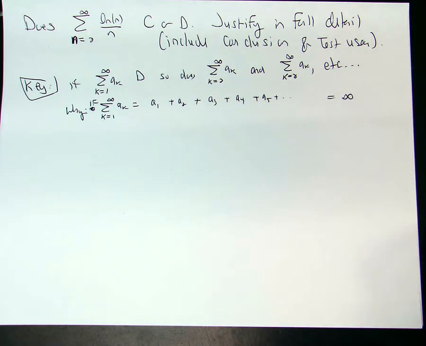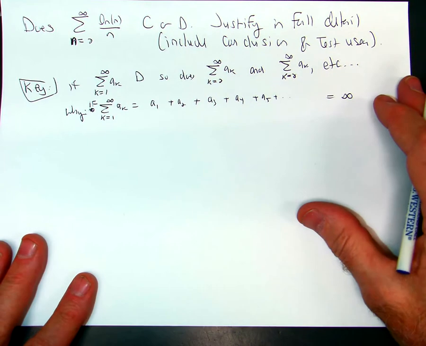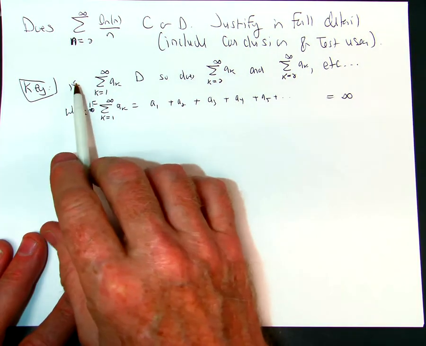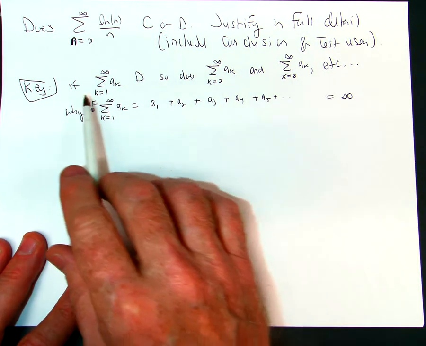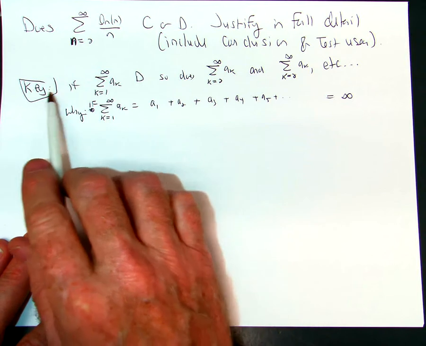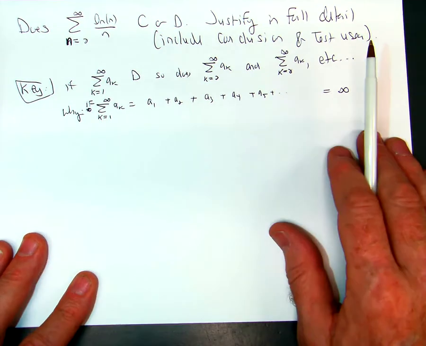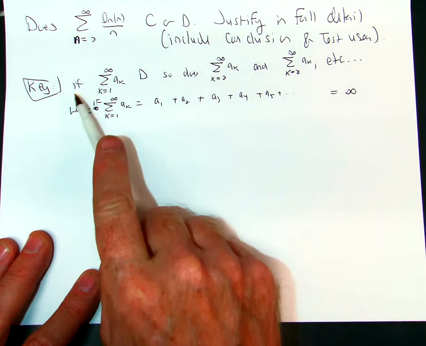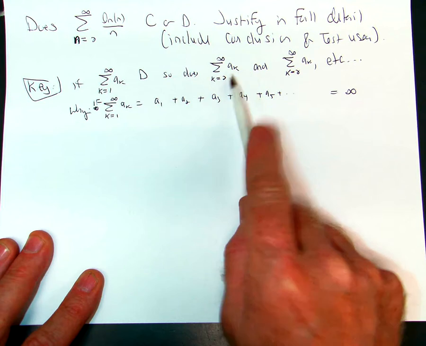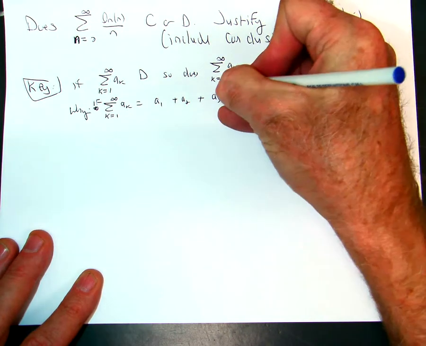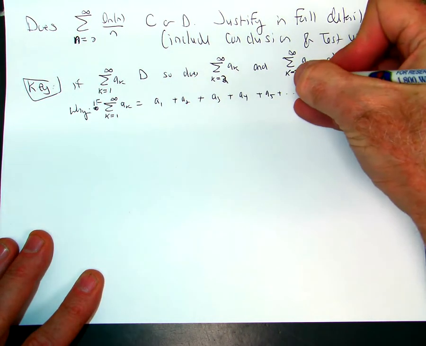I'm going to do an example here. I'm going to do it in two different ways, using the direct comparison test and the integral test. But here's a key for using the direct comparison test, the way I'm going to do it. If this series diverges, so does this series. In other words, if I take away one term or if I take away two terms.